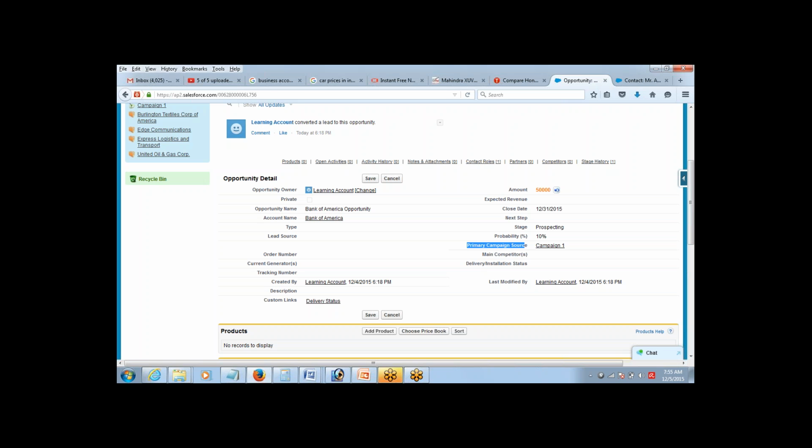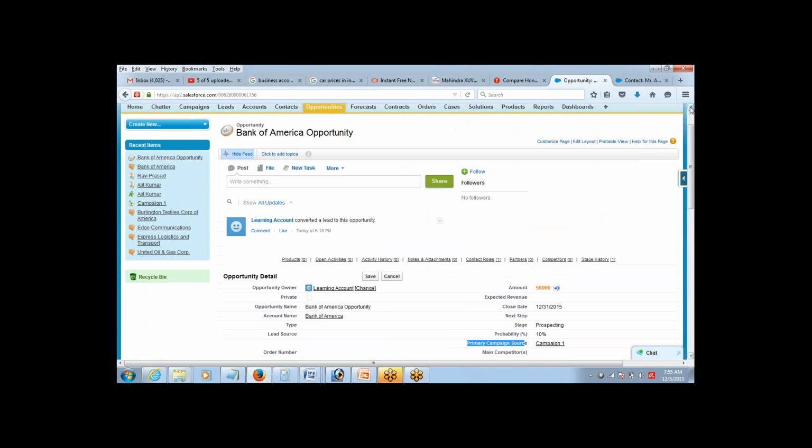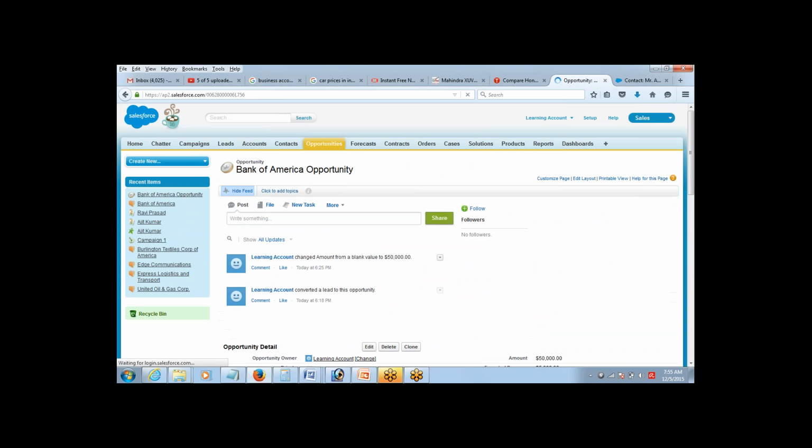So if you converted a lead to an opportunity, it will automatically pick the campaign from there. If you are manually entering an opportunity, then you have the option of selecting the campaign, which campaign did it come from, right? So both the ways it's possible, right? Now just save the opportunity, right?